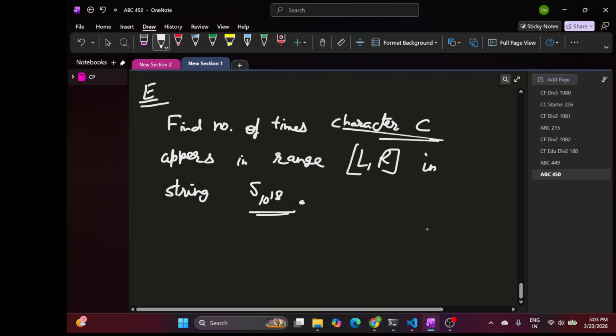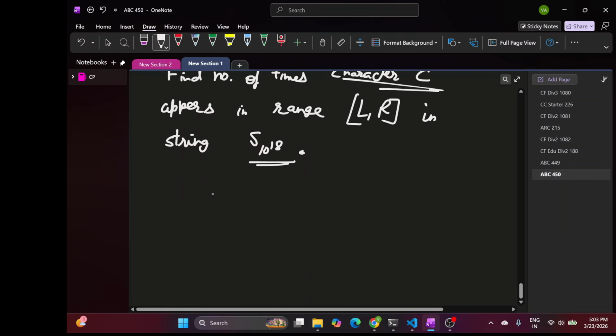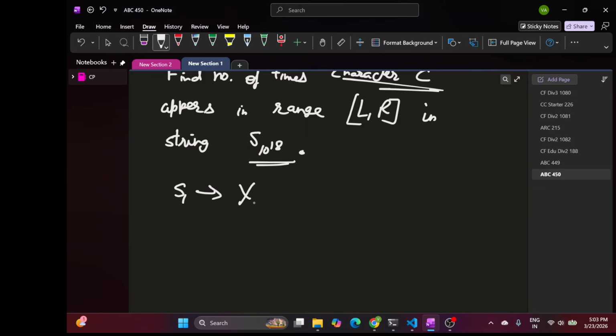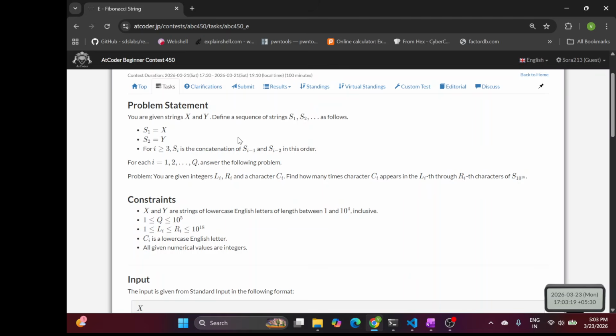So this is basically our problem. And we know our S1 is X, S2 is Y, right? So first of all, we are given 10 to the 5 queries, right? And basically, we need to find it in the 10 to the 18 string. So we can't really generate the string, right?